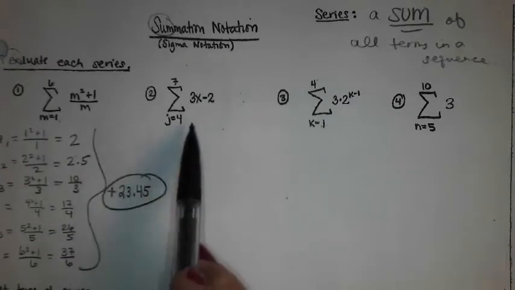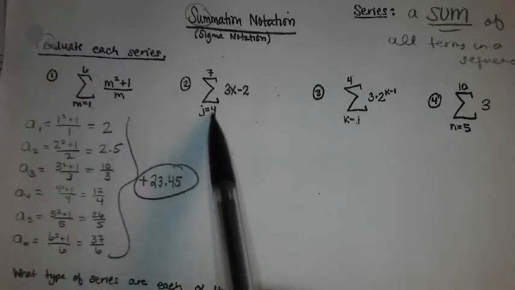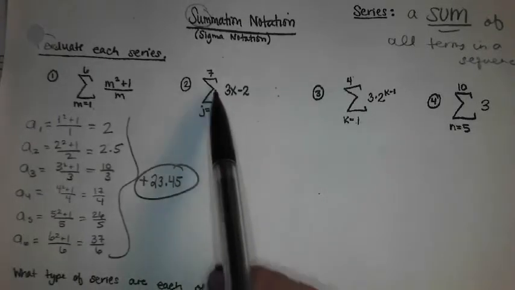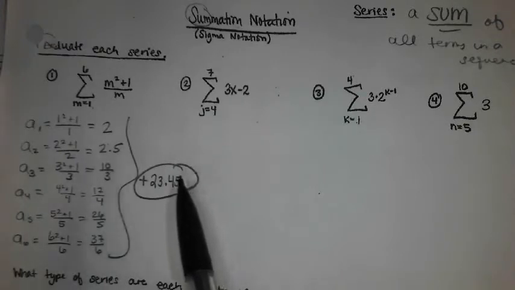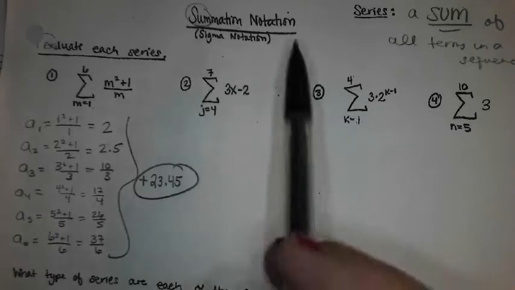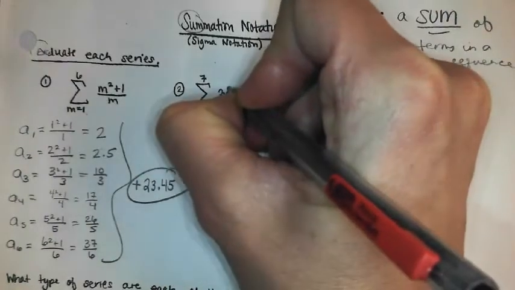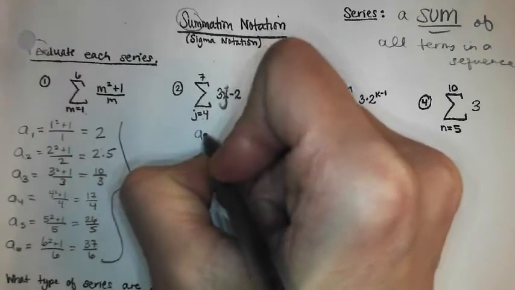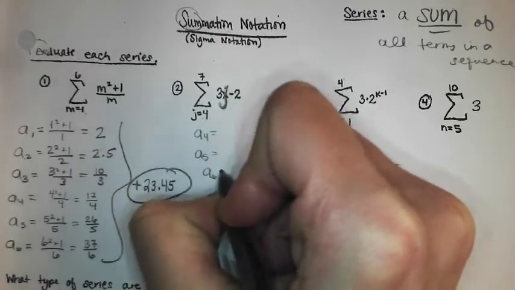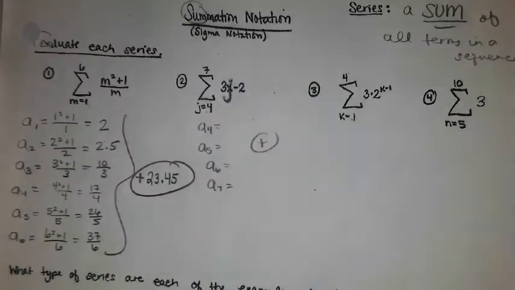Okay, the next one doesn't start with the first term. It wants you to start with the fourth term, plug in through the seventh. So you'll find the fourth term, the fifth term, the sixth term, and the seventh term, and then add them all together. Okay? One thing, there's a mistake on this one. If this says j equals 4, this x should have been a j to match that. So you'd plug in a sub 4, a sub 5, a sub 6, and a sub 7, and then add them all together. We're not going to do that for the sake of time.